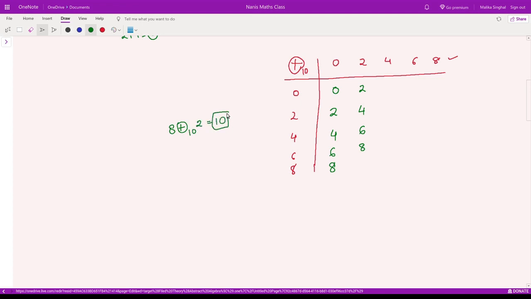When you divide 10 by 10, you will get 0 as the remainder, because 10 is completely divisible by 10. So here I'll have 0, right? Now let us move on to another. In a similar way, you can complete the table.